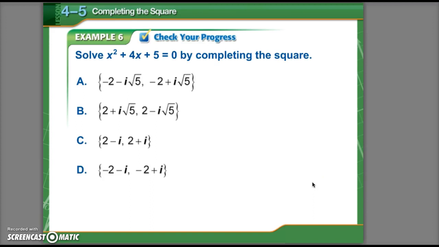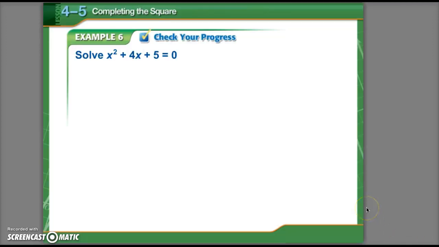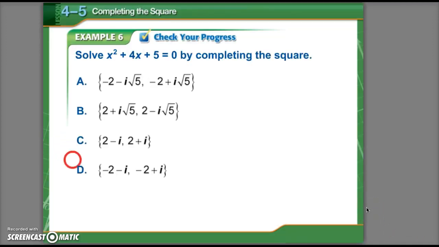All right, here's a problem for you guys to check on your own. This is also going to have imaginary solutions. You need to solve x squared plus 4x plus 5 equals 0 by completing the square. Pause the video as long as you need. When you get your answer, come back and advance to the next slide. And our answer to this problem is negative 2 minus i and negative 2 plus i.